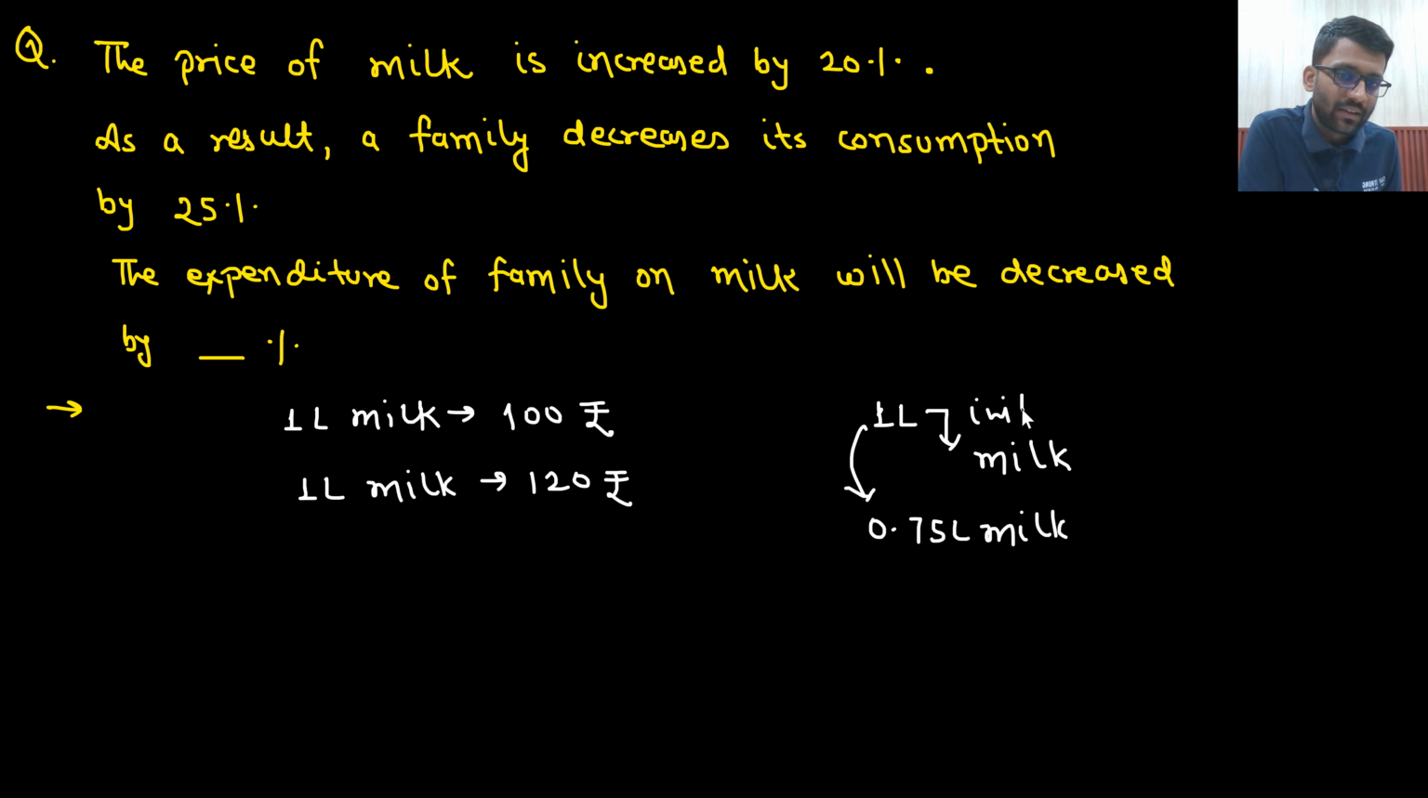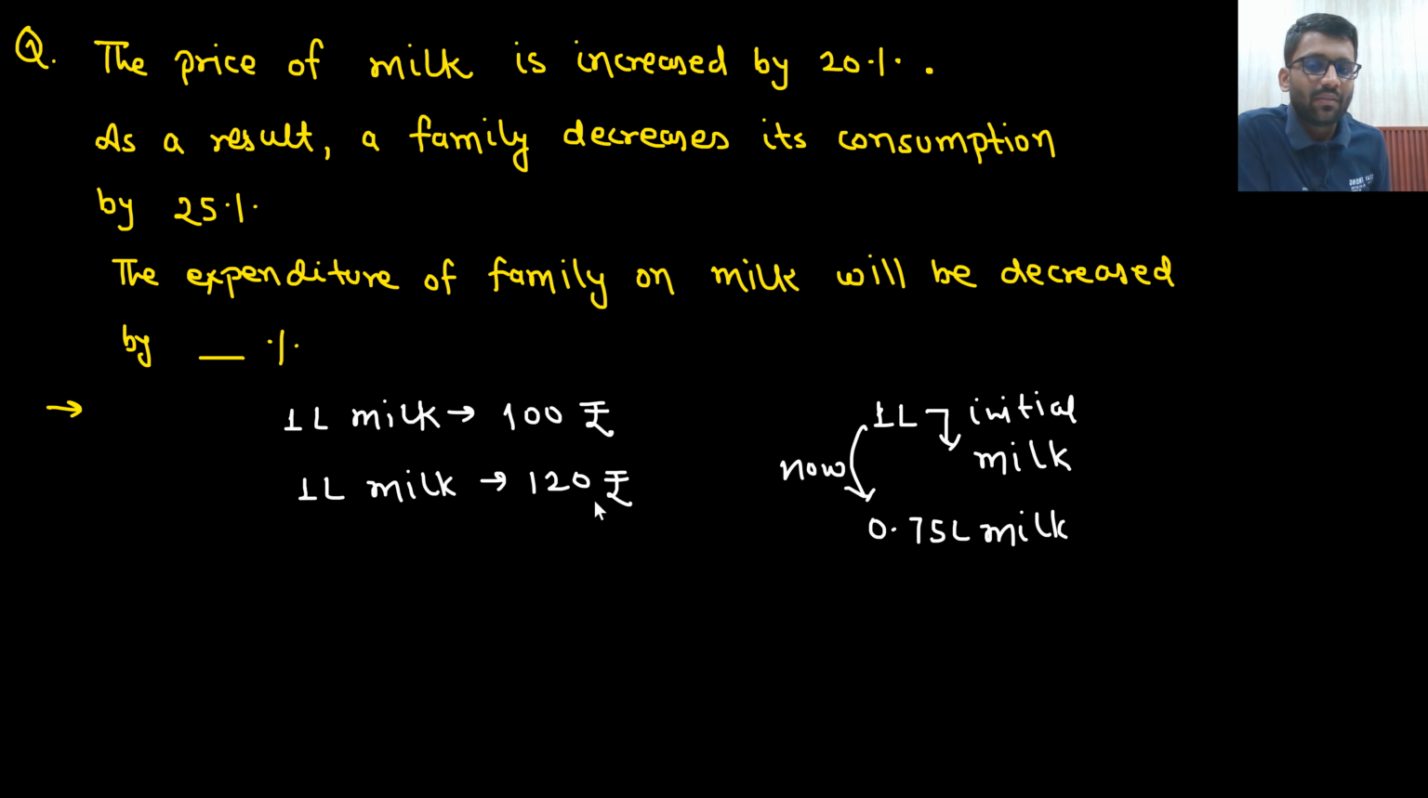This was the initial condition, and this is the new condition. Now they thought, sir, the price got increased, so I should get lesser milk. What they are saying is, the price got increased, so I will get lesser milk now. Are you getting this point?